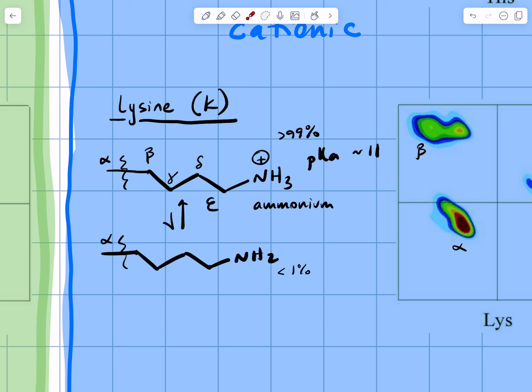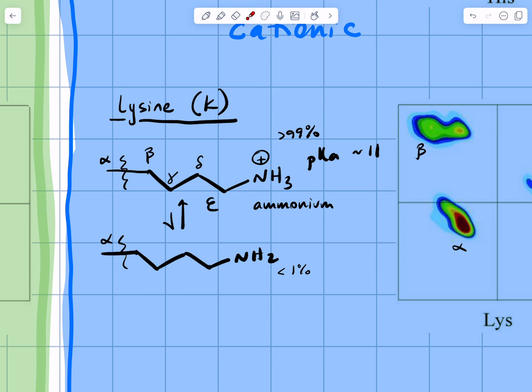This is best done by practice. I remember just with my Greek letters that the nitrogen in the lysine side chain is on the epsilon carbon. So I count from the backbone: alpha, beta, gamma, delta, epsilon. And then the thing that's bonded to the epsilon carbon is the nitrogen.